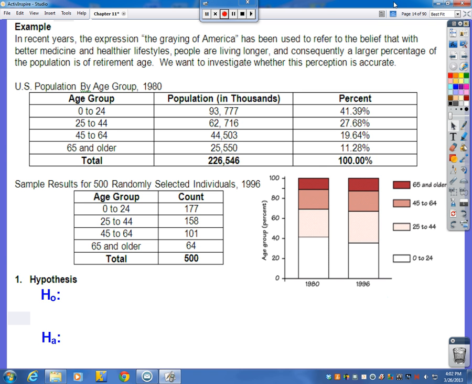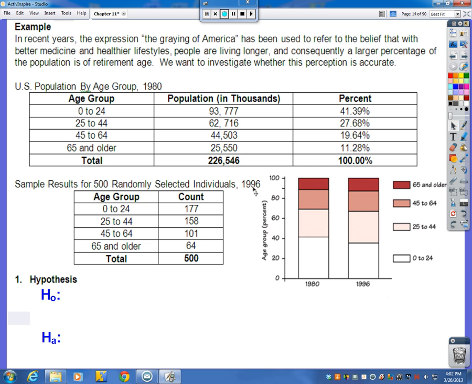Here I have information about the population in 1980. I've got it broken down by 4 age groups, and here's how many are actually in the population for each of those 4 age groups. And here are the percentages for each of those groups. Together there is my full 100%. Now, I want to see if this really holds true still in 1996.